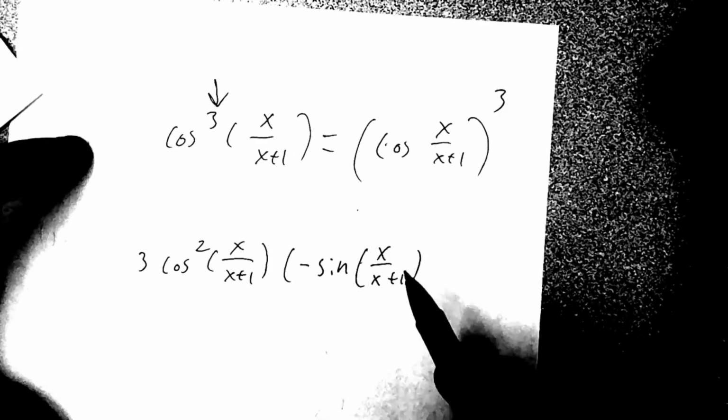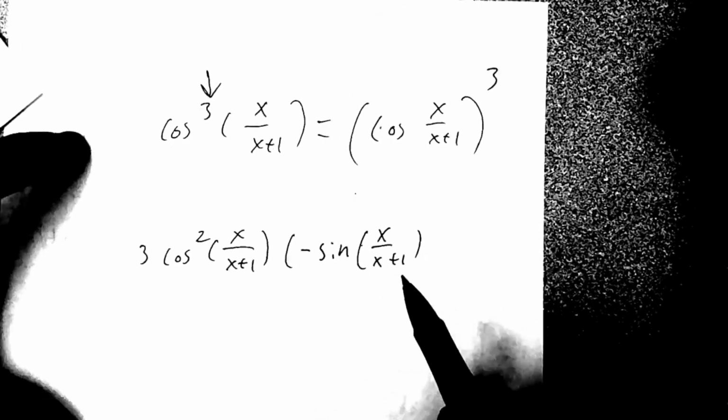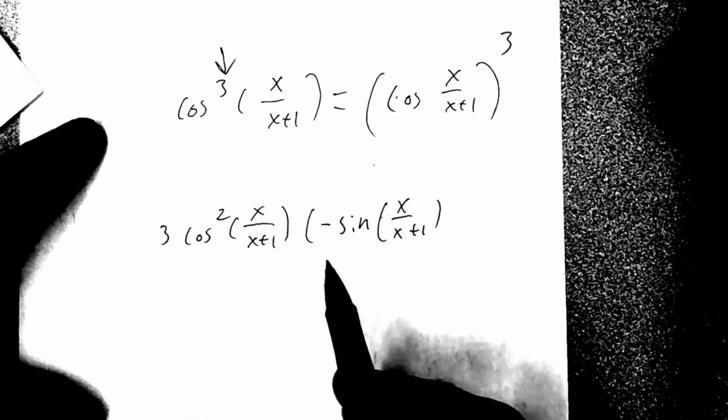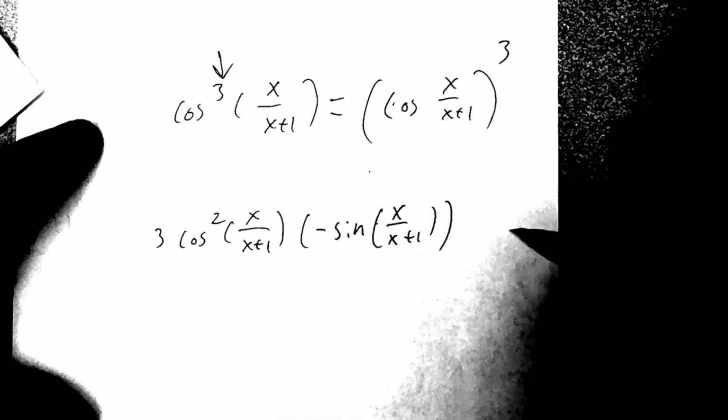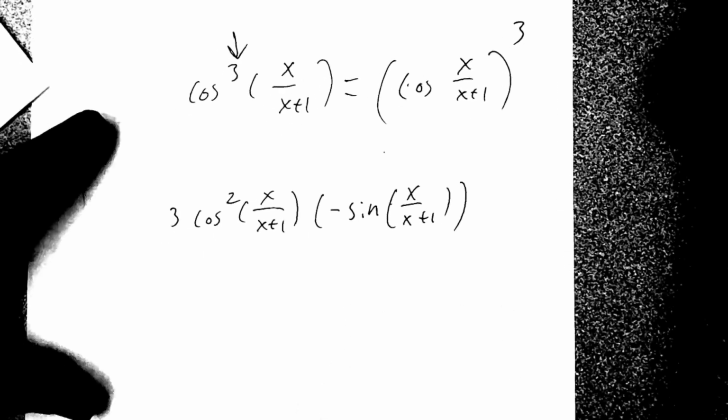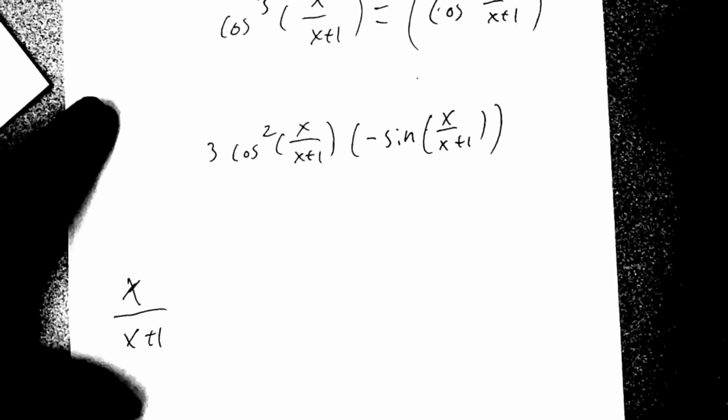And then I'm into this. So I've done the outer layer, then I did the second layer, and now I've got to do the third layer, which is that x over x plus 1. You can do this in different ways. I'll do a quotient rule.